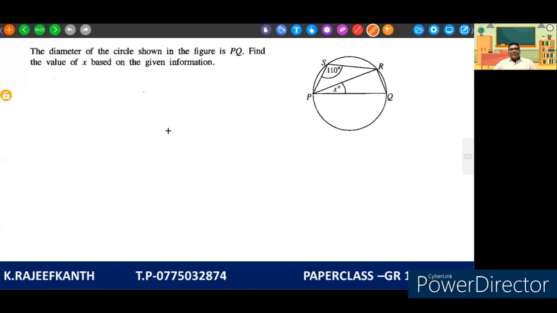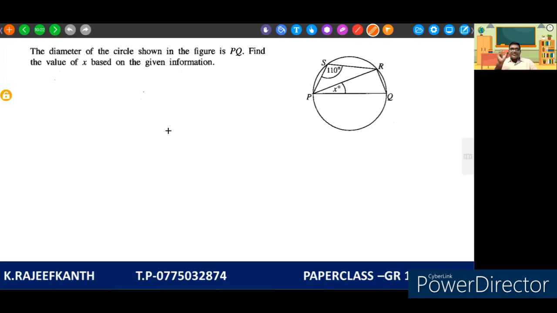The diameter of a circle shown in the figure is PQ. Here, PQ is the diameter. Find the value of x based on the given information. We have to find the value of x. The last day also I explained what is a cyclic quadrilateral. Here in this quadrilateral, all the four vertices are on the circumference. So we can say this PQRS is a cyclic quadrilateral.